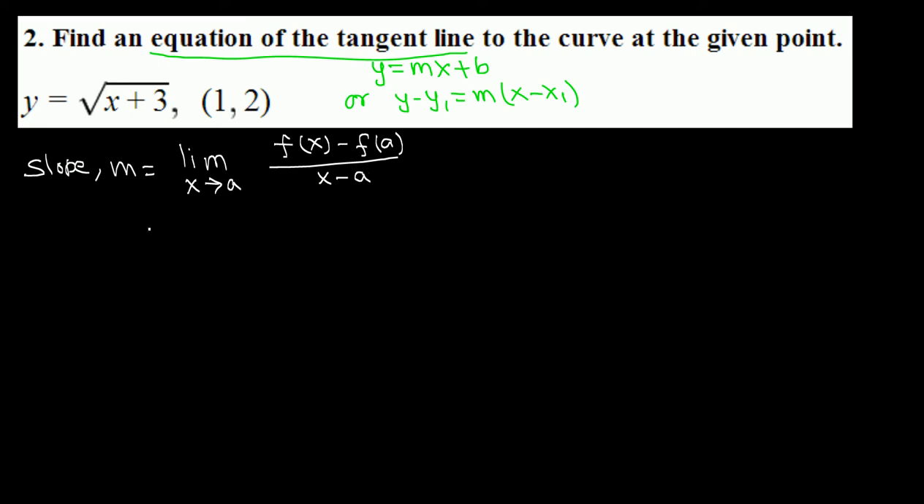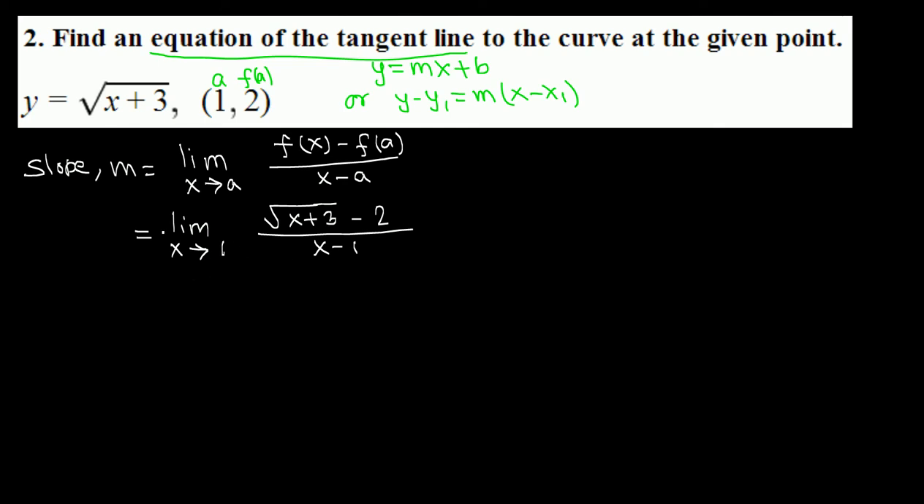Okay, let's do it. Limit as x tends to a, where a is the given point in this question. This is a and this is the corresponding y coordinate f(a). Okay, a is 1, so x minus a is x minus 1. f(x) is the given curve, the square root of x plus 3, minus f(a), that's the corresponding y coordinate for a, that's 2. Or if you plug in a equals 1 in this curve, you get that corresponding y.